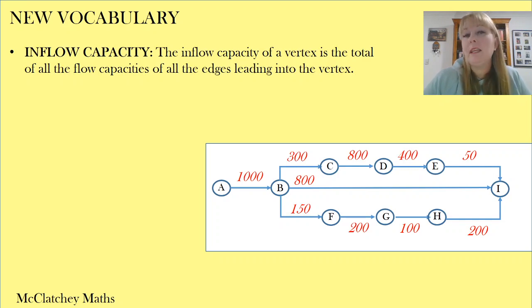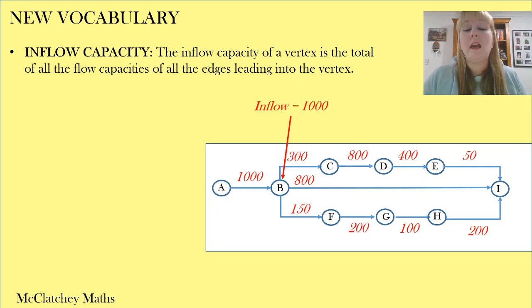So if you look at this particular diagram that you've got below, you've got vertex B, for example. It only has one edge leading into that vertex. So the inflow capacity of B is 1,000, whatever that 1,000 is made up of. So in this case, it's only limited by that one edge that's coming into it.